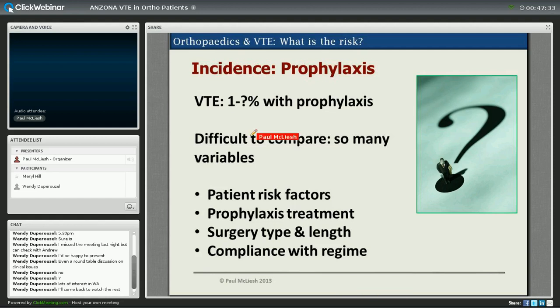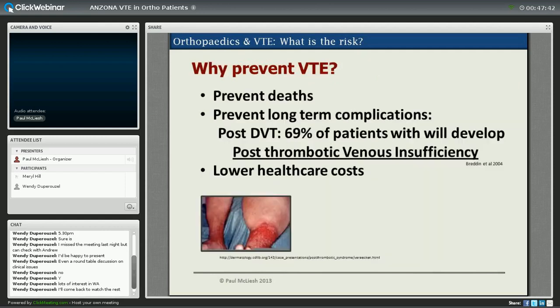So it's a bit hard to work out what the actual incidence of VTE in orthopaedics is now, but we can have a rough idea. It's in the low single figures, so it's not too bad, but there's still room for improvement.